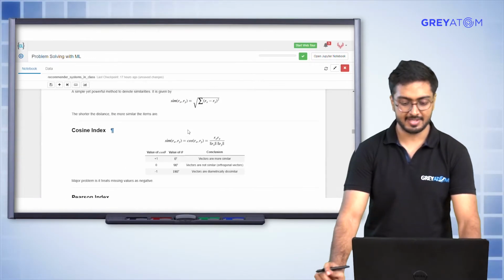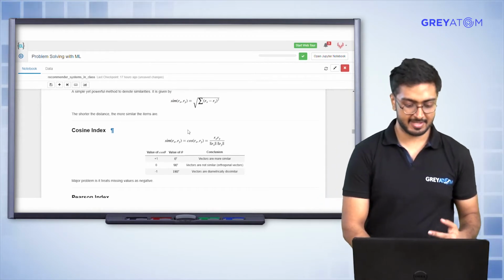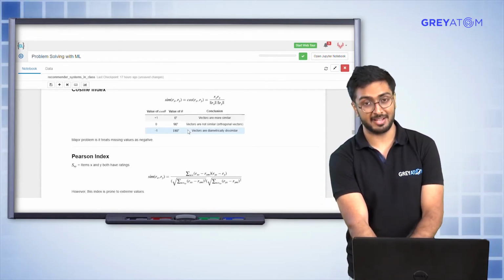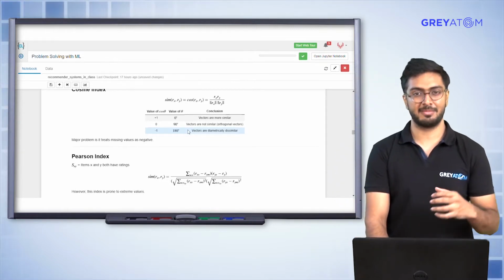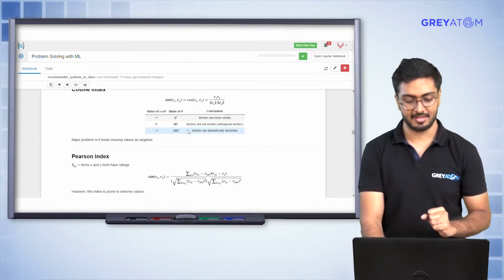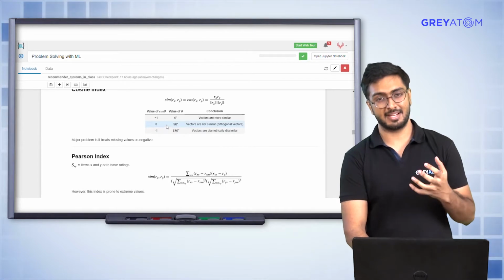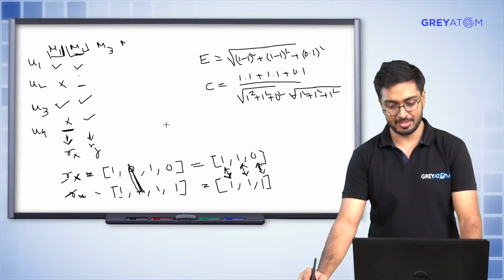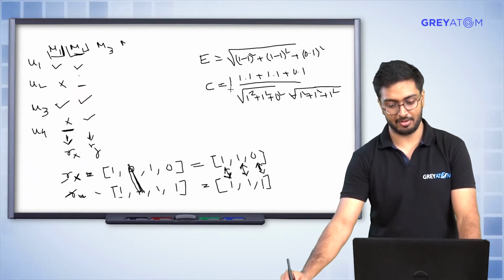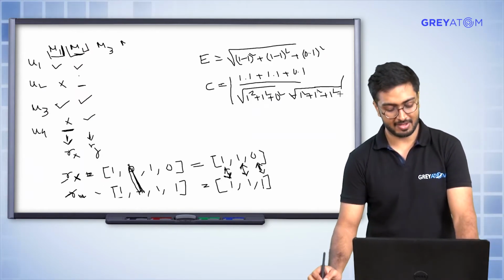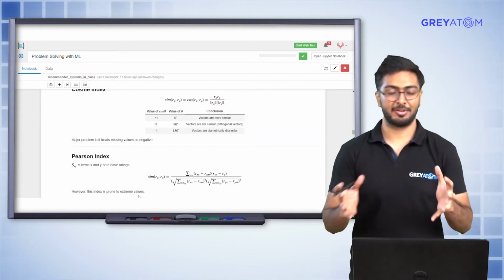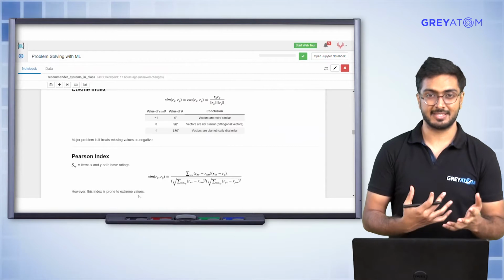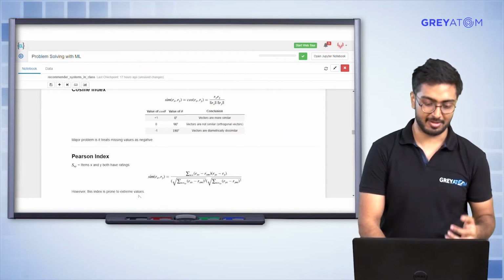What is the interpretation of cosine distance? If the value is 1, it means the values are very similar. If it's minus 1, that also means the values are similar, it's just that they're in opposite directions. If the value is 0, that means they're probably not very similar, right? So what you can do is take the mod of this value, which would lie between 0 and 1, and then you can say if the value is 0, they're dissimilar, and if the value is 1, they're similar, right?